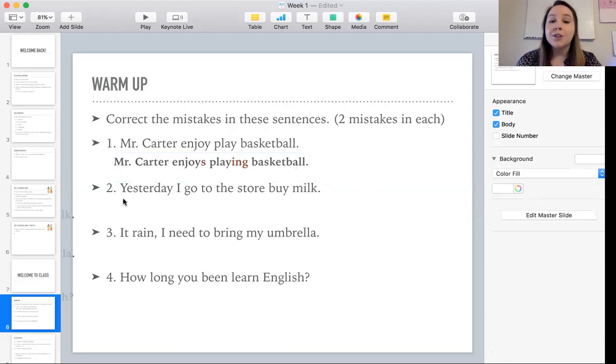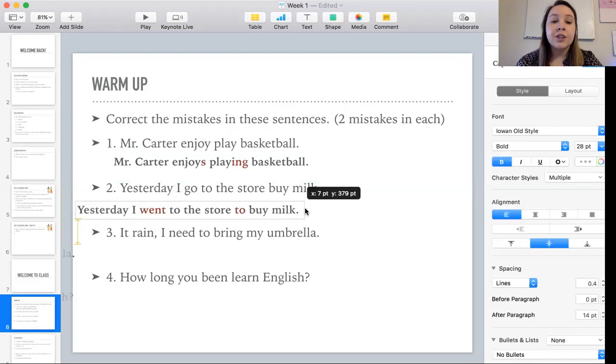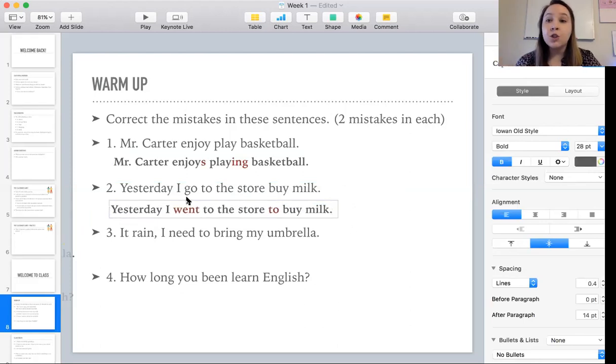Now let's look at number 2. Yesterday, I go to the store, buy milk. We take a look at the corrections. Yesterday is in the past, so we need the past of go. Yesterday, I went to the store. And then we need the to there, to buy milk. We use to buy when we talk about the reason for something.